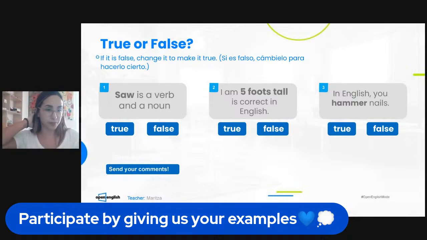True or false. Let me know here in the comments if the sentence is true or if it is false. All right, number one. All right, Andro says 5'10". Andro, yes, very good. 5 feet, 10 inches. Okay, number 1. Saw can be a verb and it can be a noun. Is this true or is this false? Gabriela Chavez, hello to you on LinkedIn. Thank you for joining. So number 1, saw is a verb and a noun. Is this true or is this false? Let me know here in the comments.